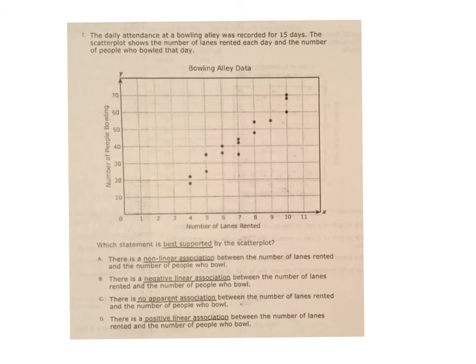Number 7. The daily attendance at a bowling alley was recorded for 15 days. The scatter plot shows the number of lanes rented each day and the number of people who bowled that day. Which statement is best supported by the scatter plot?